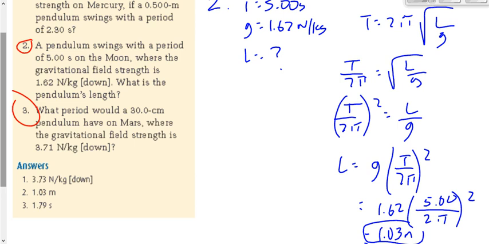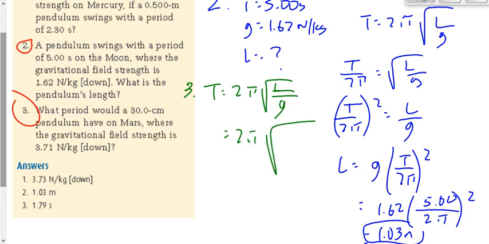Now, question 3 says, what period would a 30 centimeter long pendulum have on Mars where the field strength is 3.71? This one's easier, actually. Usually they get harder. For number 3, we're going to say T is equal to 2 pi square root L over g. What do you got to be careful of here? It's not a hard question, but you do have to watch out for something. Centimeters to meters. So we're going to make L 0.30 meters divided by 3.71.